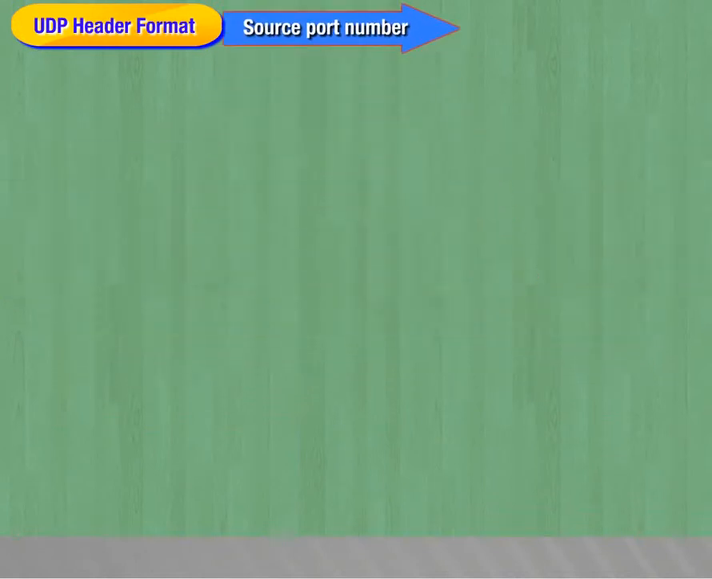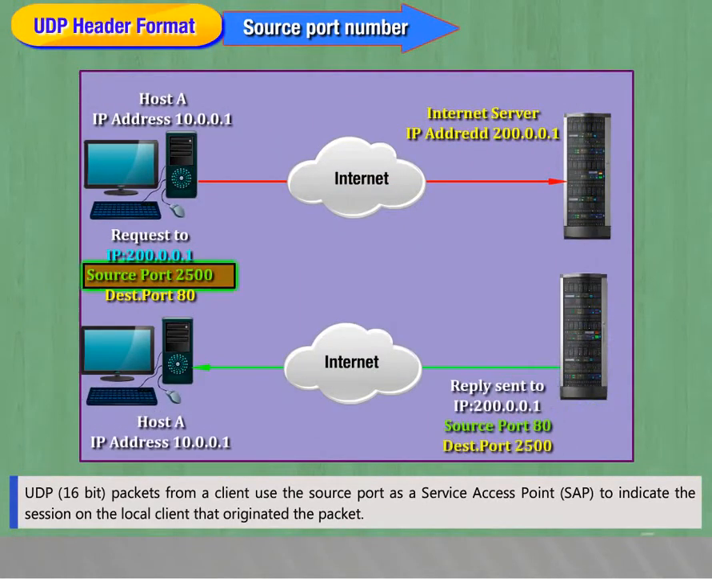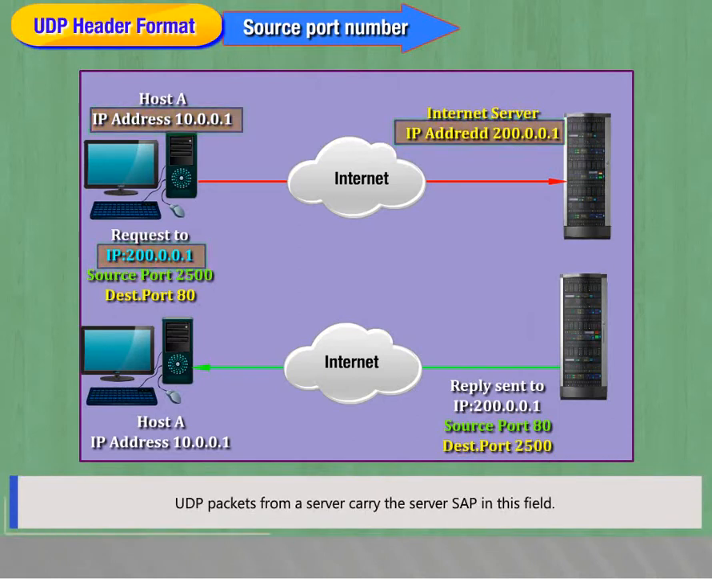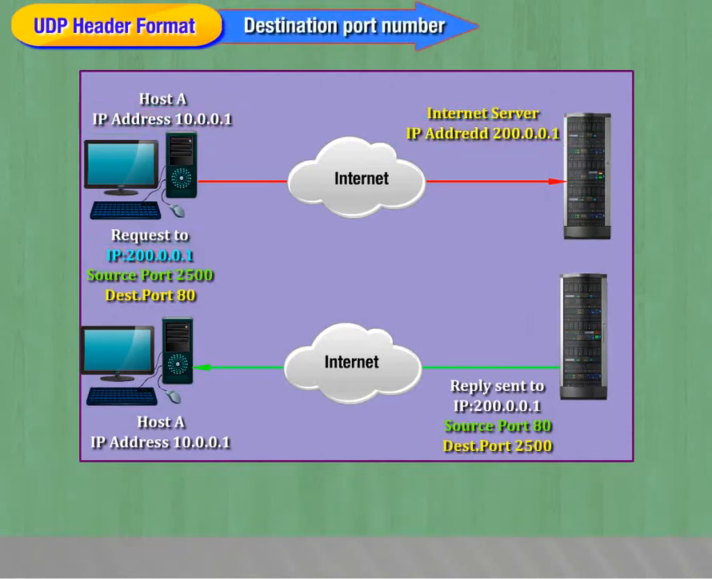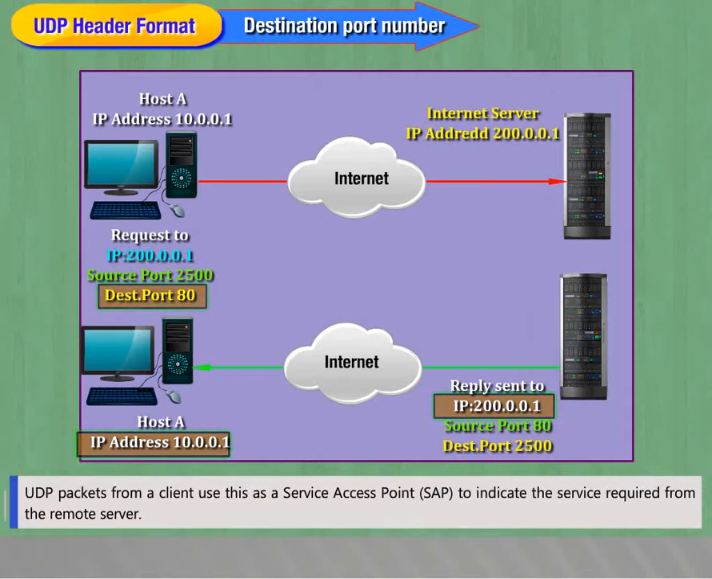Source port number. UDP 16-bit packets from a client use the source port as a service access point (SAP) to indicate the session on the local client that originated the packet. UDP packets from a server carry the server SAP in this field. Destination port number. UDP packets from a client use this as a service access point (SAP) to indicate the service required from the remote server.